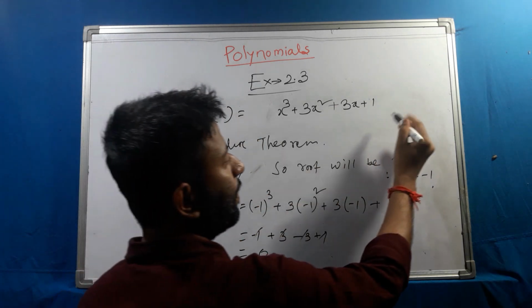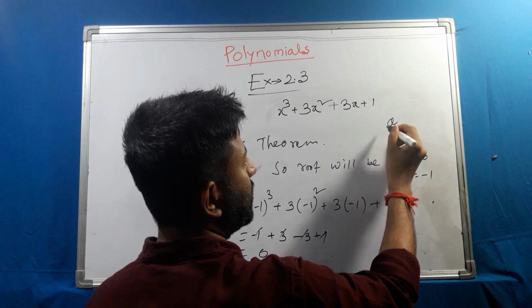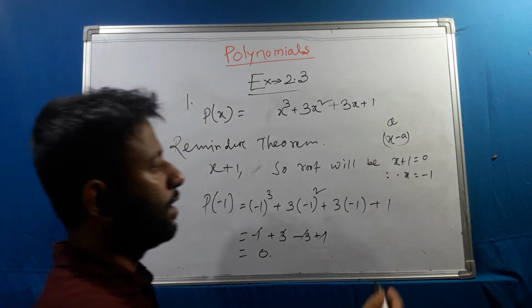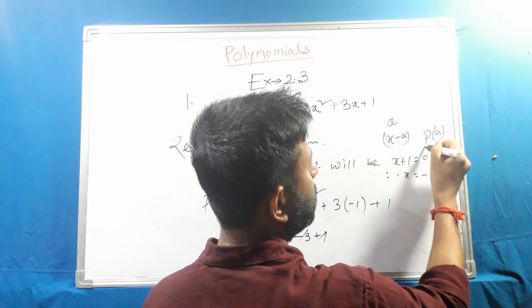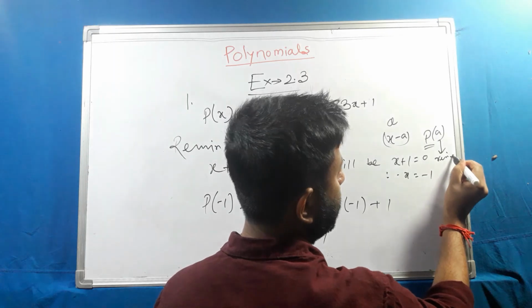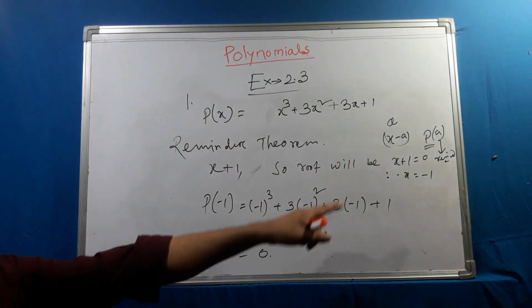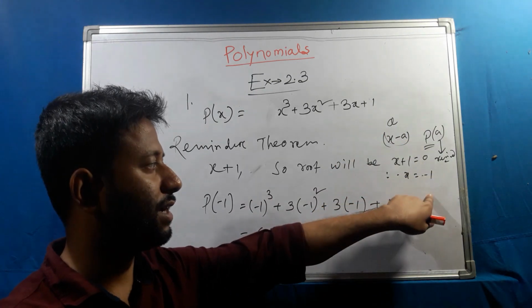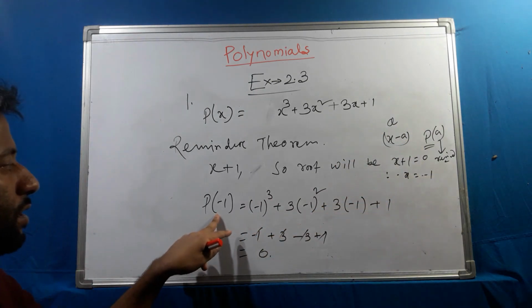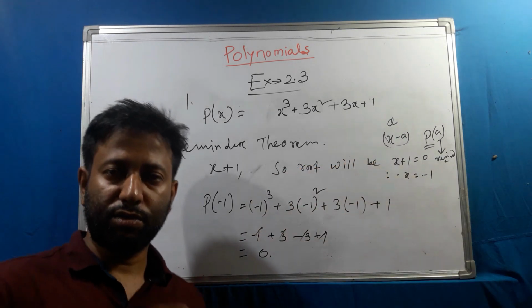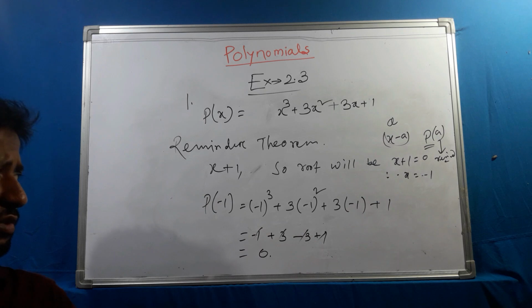If a is any real number and I am dividing p(x) by x minus a, then p(a) will be the remainder. The same thing we did here. What is the divisor? x plus 1. So from here I find the real number a, put this value in p(x), and whatever result comes, this value is the remainder. So this is the remainder theorem.